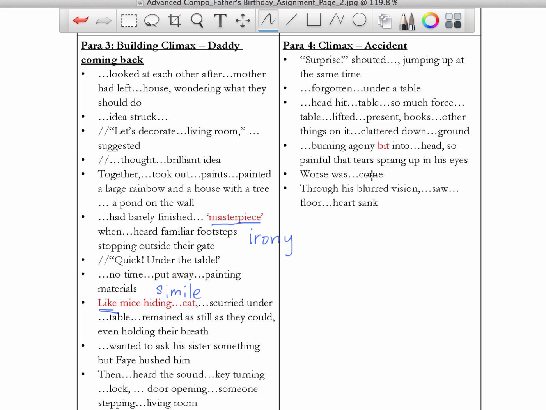In paragraph 4, we have this one. "The agony bit into John's head." Now, only living things bite. Cats bite, dogs bite, even humans bite. Can a pain bite you literally? Does a pain have a mouth and teeth? No. So in this case, what figure of speech do you think this is? If you had said personification, you are right. Giving a lifelike quality to a non-living thing. It's actually personification.